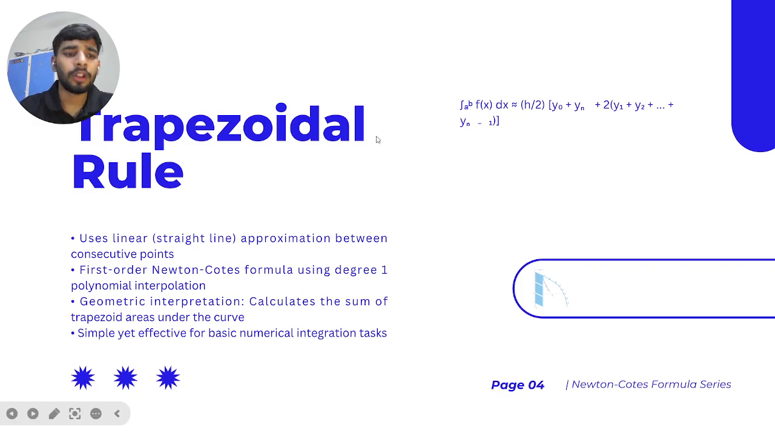Here is the trapezoidal rule. Integration from a to b of f(x) dx is nearly equal to h by 2 times (y0 plus yn plus 2 times (y1 plus y2 and so on until yn minus 1)).